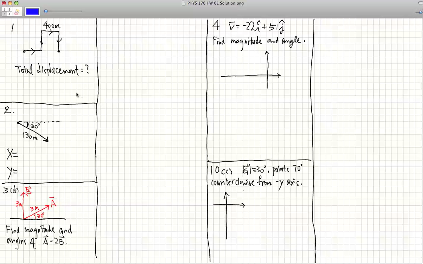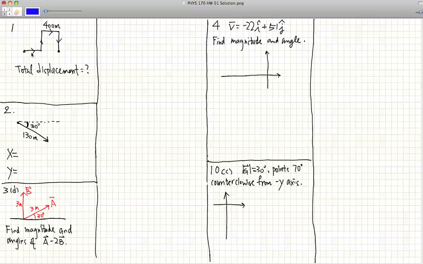In this video, we will look at 5 problems from the first problem set of Physics 170. So the first question has someone running around the blocks. You're given that each of these lengths is 400 meters and you're asked to find the total displacement.